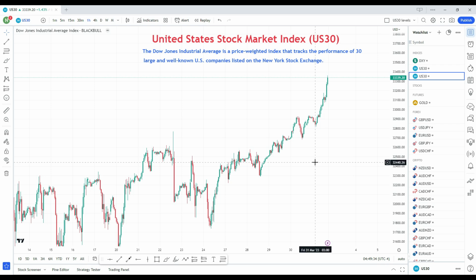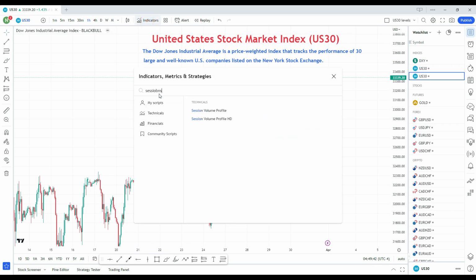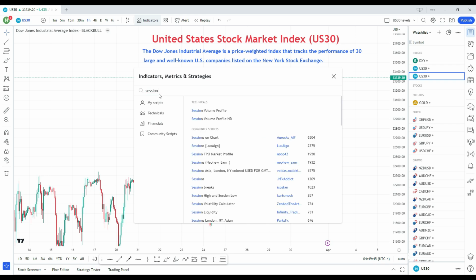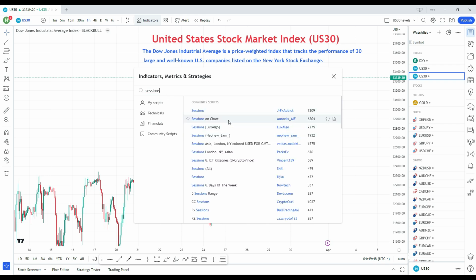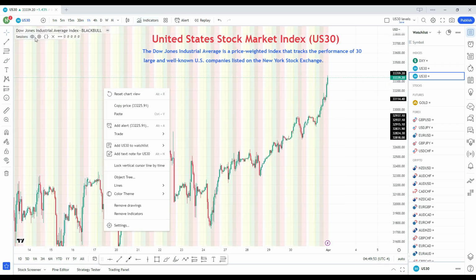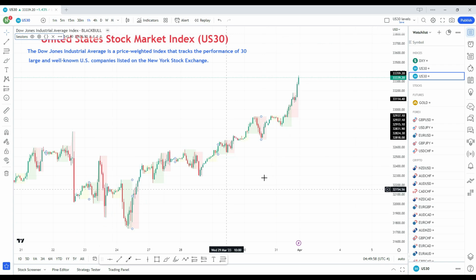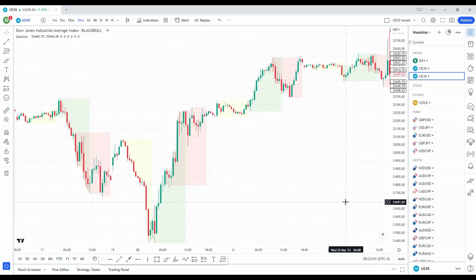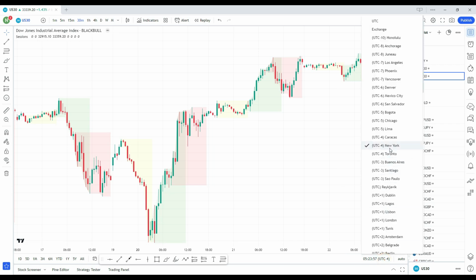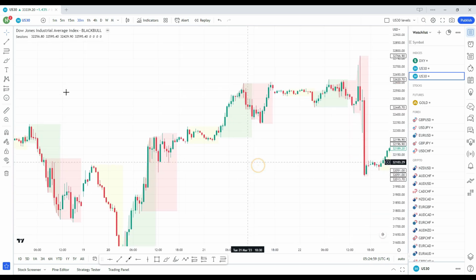a day. So in this strategy, you only need one indicator. If you're using TradingView, go to Indicators, Sessions. So I use Sessions on chart. You activate the high and low. There you go. And since these are companies based in the US, ensure your time zone is switched to New York, UTC -4. We have 3 sessions here based on our indicator.